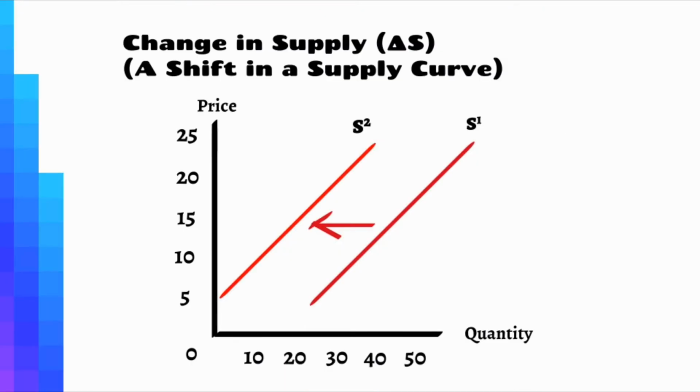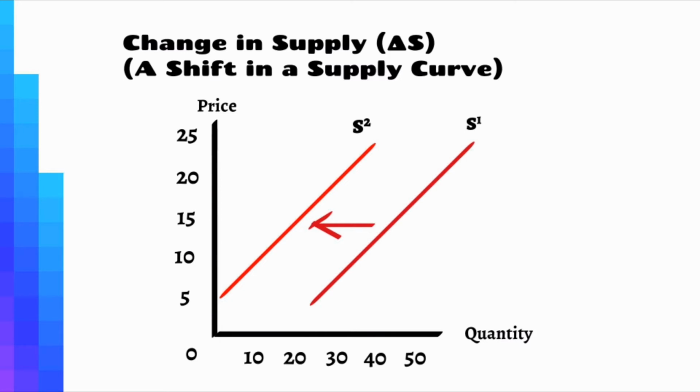A change in supply is a change in the entire supply relation. This means changing, moving, and shifting the entire supply curve. The entire set of prices and quantities is changing. In other words, this is a shift of the supply curve. A change in supply is caused by a change in the 5 supply determinants: change in costs, input prices, technology, regulations, and expectations.